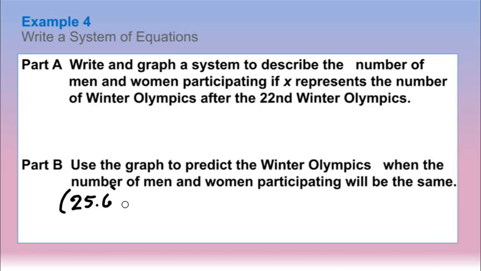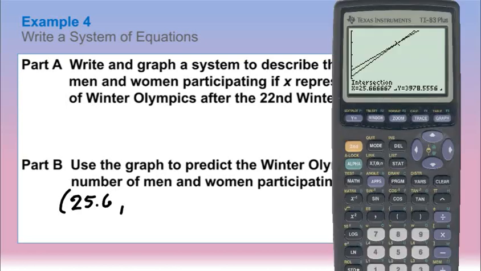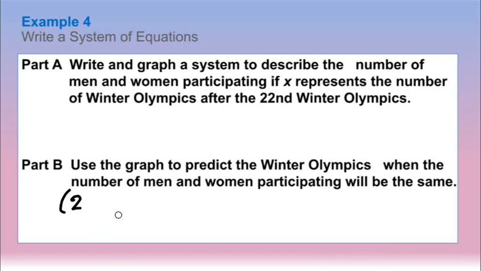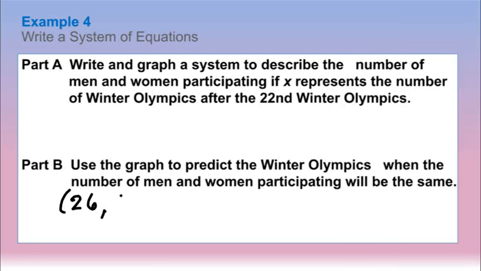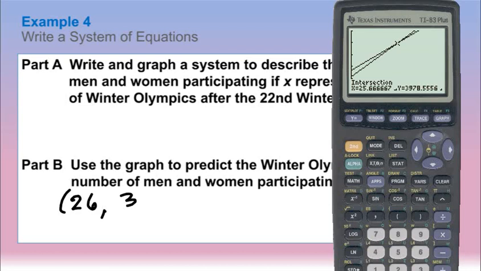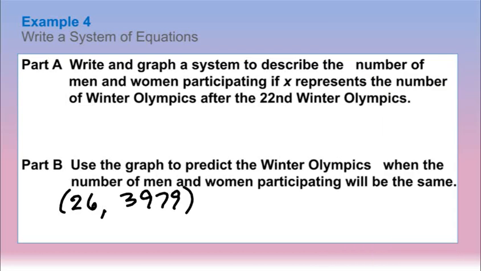So we had 25.6, and then the y's was, let's do estimated. So that would have been about 26, and our y's would be 3,979. So that means there's 26. After the 22nd Olympics, I add 26 to that. That would be the 48th Olympics, when they would both have the same amount, which would be 3,979 participants.